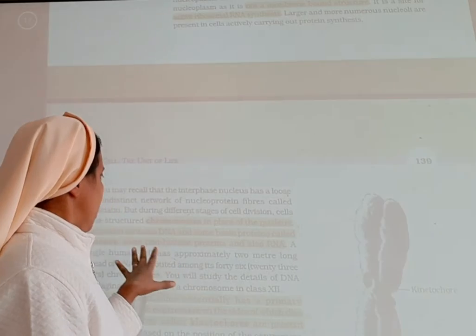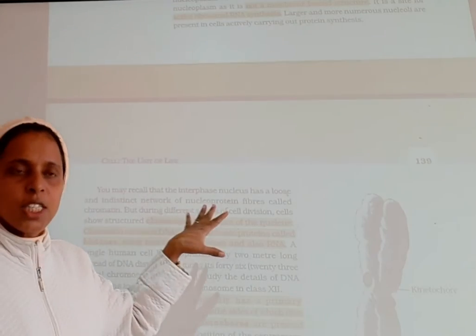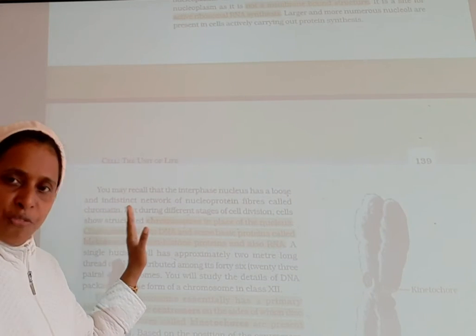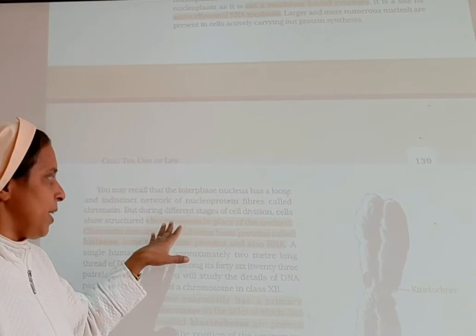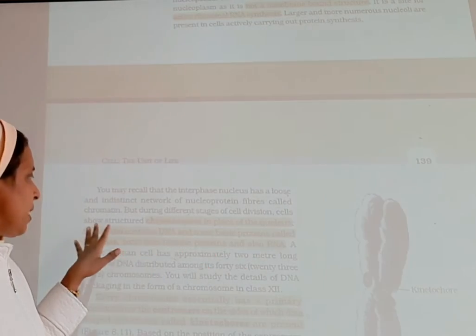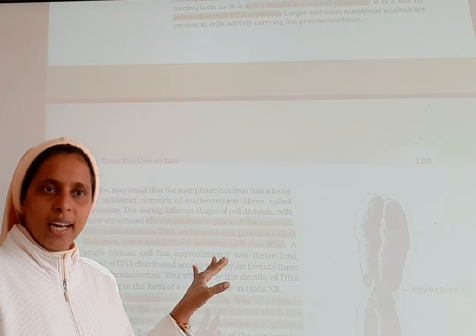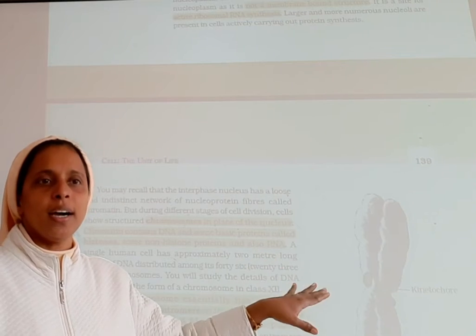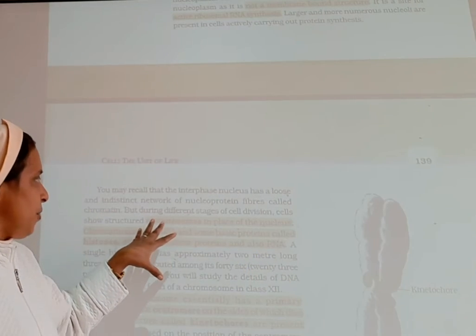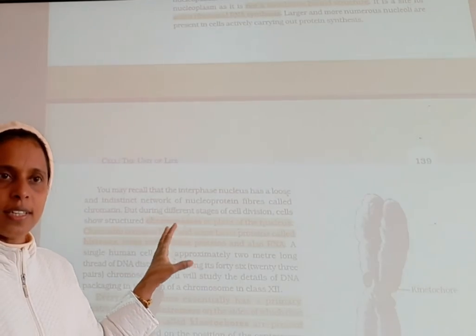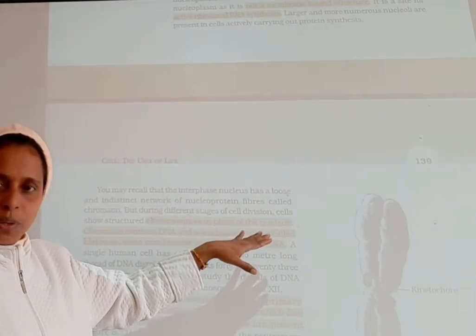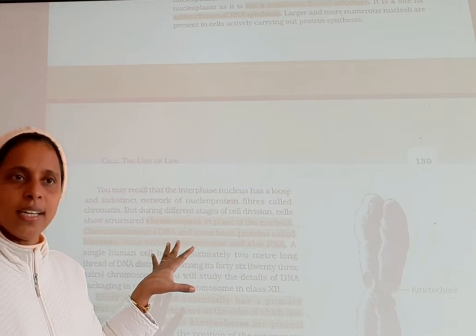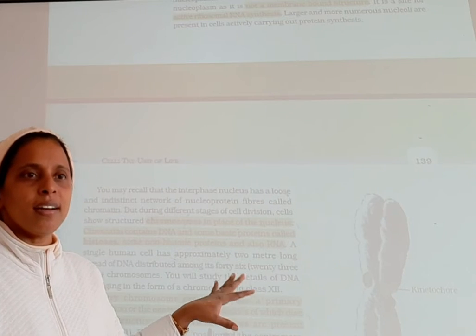In the different stages of cell division, the chromatin slowly changes and shows different structures. In place of the nucleus, you will see chromosomes. And this chromatin contains what? DNA and some basic proteins called histones, as well as non-histone proteins, and also RNA. So in place of the nucleus, it will be showing chromosomes. What does it contain? It contains chromatin, DNA, proteins, and RNA.